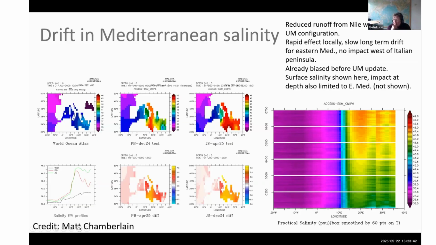It gets very narrow down here around Sicily and this bit through to Sardinia. So you're not really seeing much of that flow through or mixing into the rest of the Mediterranean.